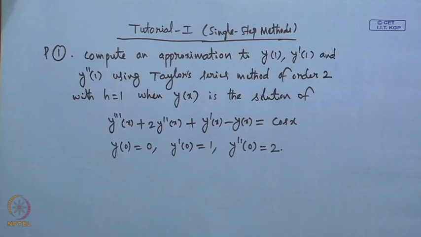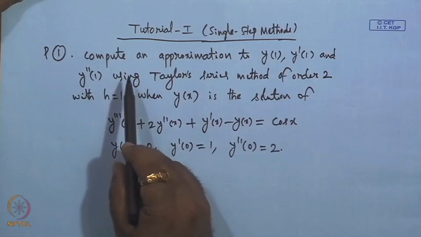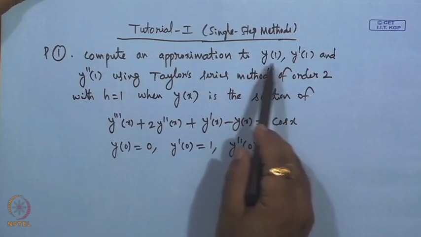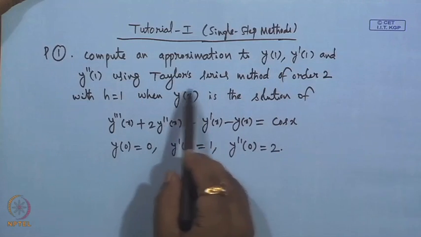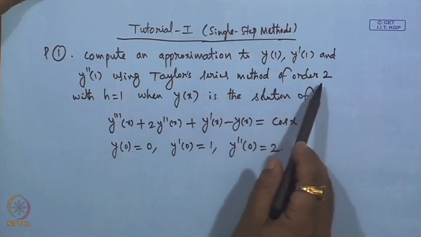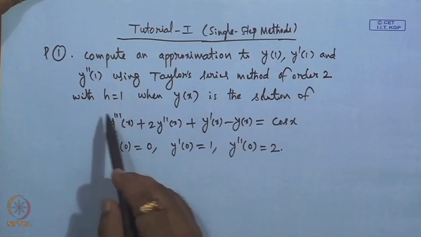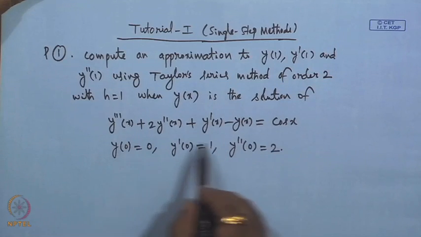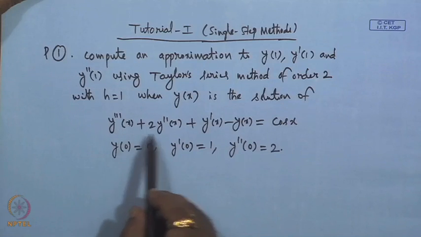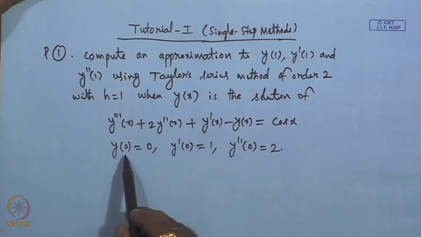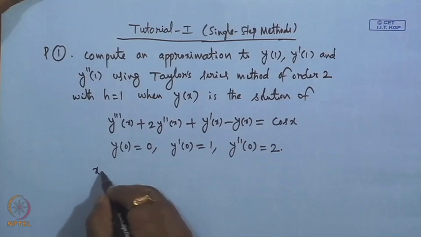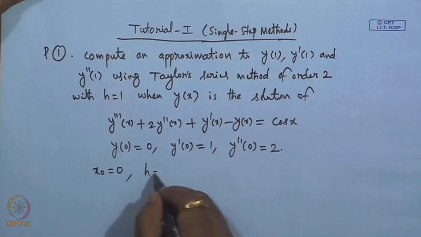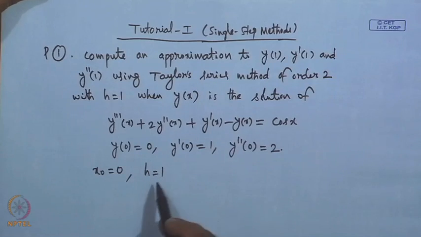So, let us read the problem carefully. Compute approximations to y of 1, y dash of 1 and y double dash of 1 using Taylor series method of order 2 with h equals to 1, when y of x is the solution of the following initial value problem. Look at that, this is third order. So, we have 3 initial conditions, all at x 0 equals 0. h is 1; I have taken h as 1 just for computational ease.